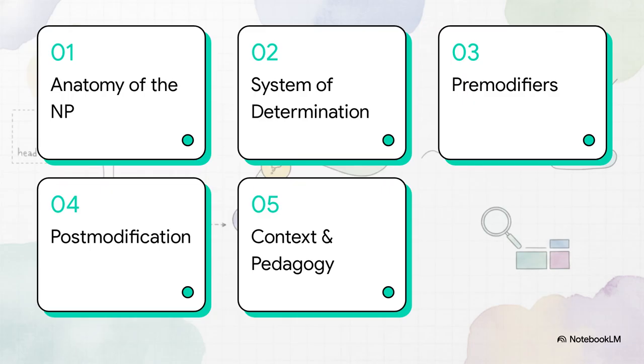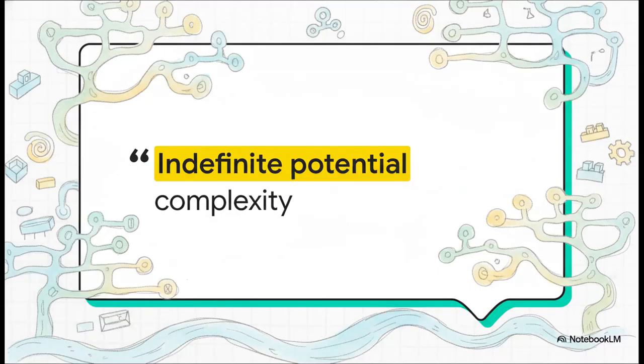Let's get into it. Before we really get our hands dirty with the grammar, I want to throw this quote out there to frame our entire discussion. It's from Quirk and his colleagues' legendary 1984 Comprehensive Grammar. They describe the noun phrase as possessing indefinite potential complexity. I just absolutely love that phrase. It perfectly captures that mastering the noun phrase is not just some basic grammar drill. It's an exploration of an architecture that mirrors the structural depth of the entire clause itself. Honestly, it's the absolute bedrock for academic literacy.